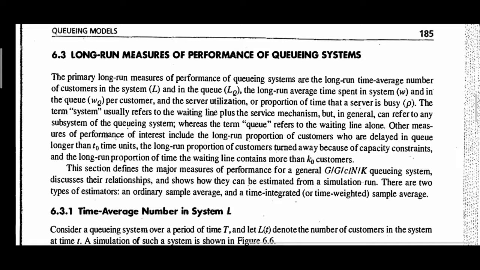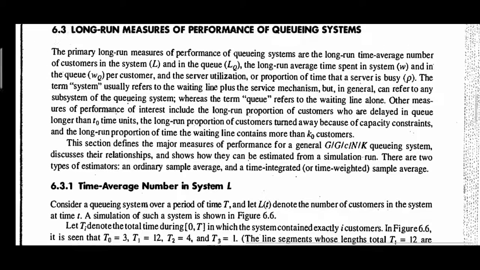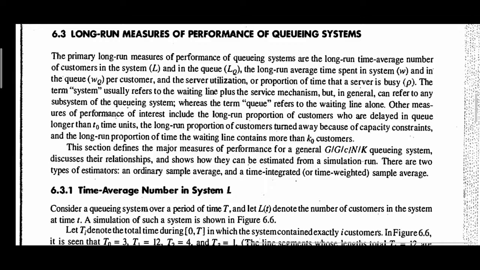So we are discussing the queuing system, the long run measures of performance of a queuing system, some parameters to be studied, some important criteria. Let us discuss. The primary long run measures of performance of a queuing system are the long run time average number of customers in the system, identified with the notation L, and in the queue, LQ; the long run average time spent in the system, which is identified as W, and WQ per customer.